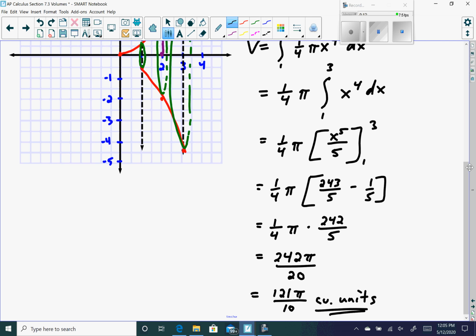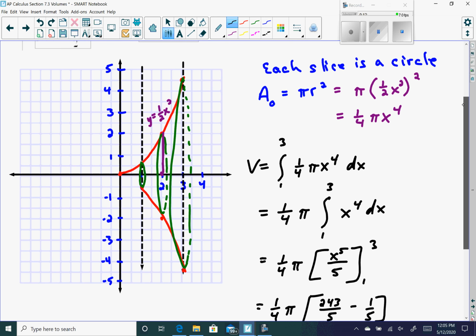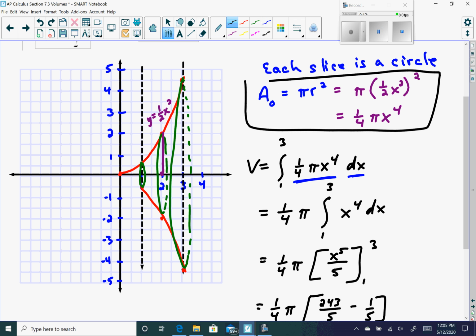which becomes 121 pi over 10 cubic units. All right, so again, the idea here is to first figure out what shape each slice is, and to begin with, each slice here is going to be a circle. We're going to get into different cases down the road where each slice might be a slightly different shape. So we take the area of each slice and then we multiply it by the thickness. So this is very important right here, just off to the side before we set up the integral for volume, that we figure out how to write our radius.